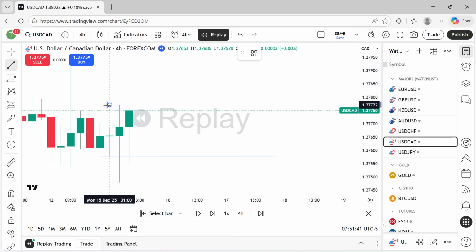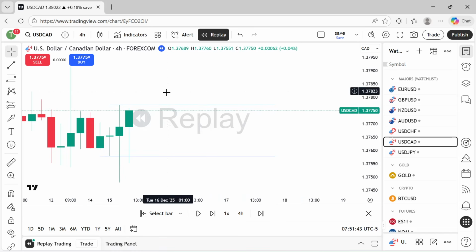Okay, so then what I do is I mark the high of that previous forward candle where the failed 2 happened.